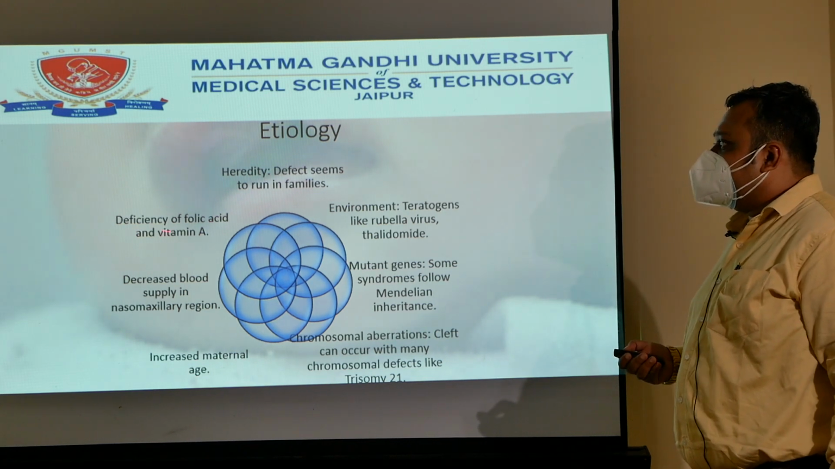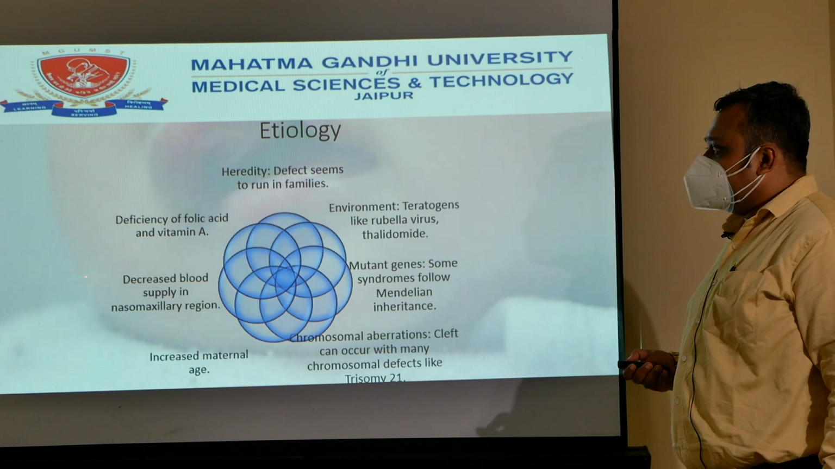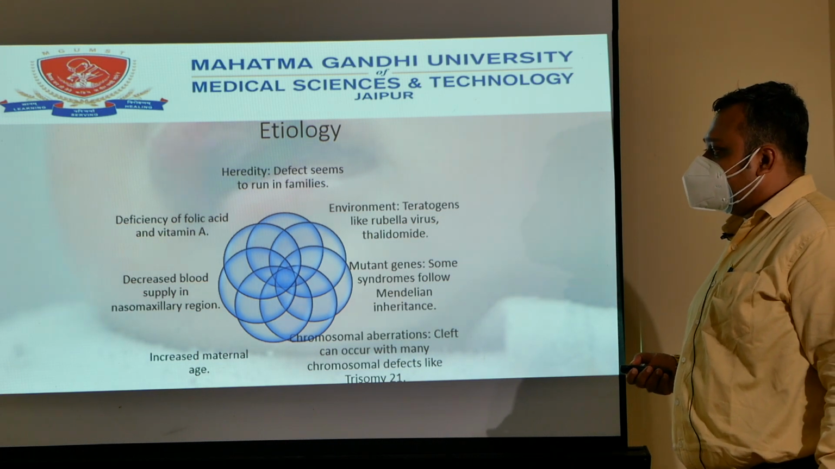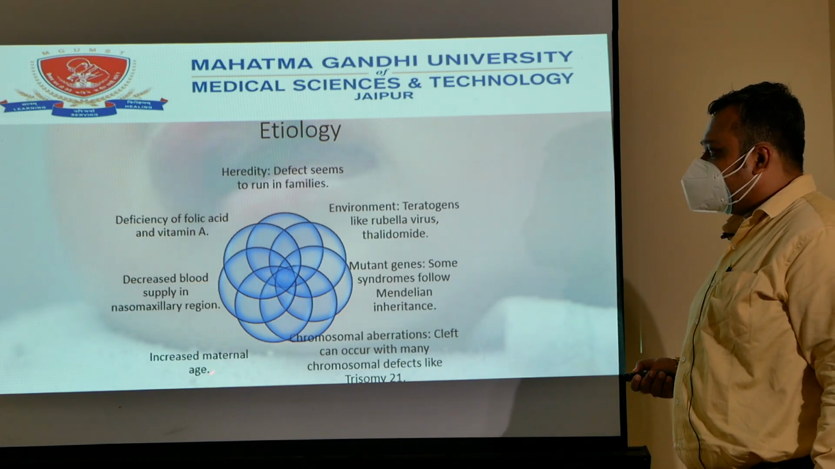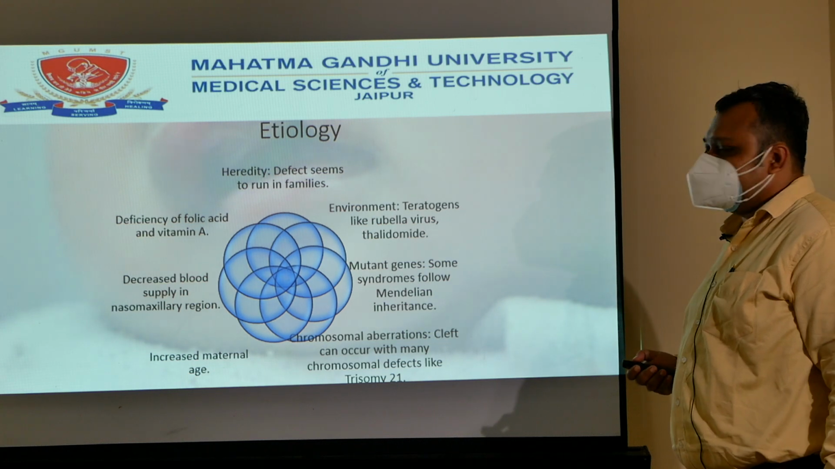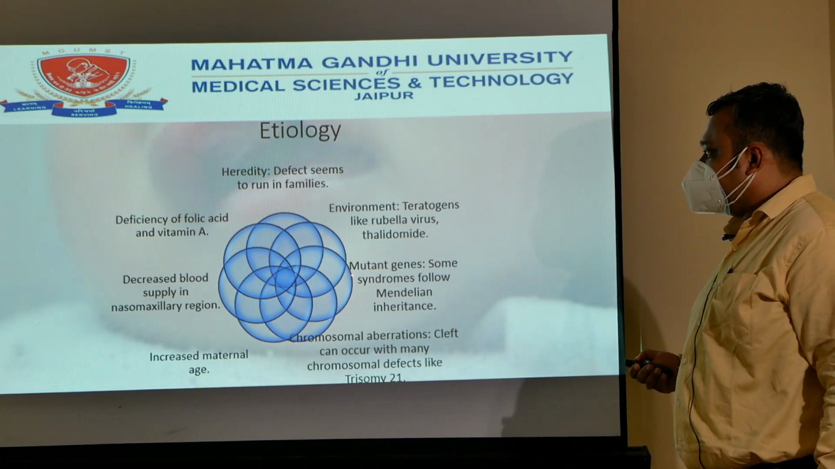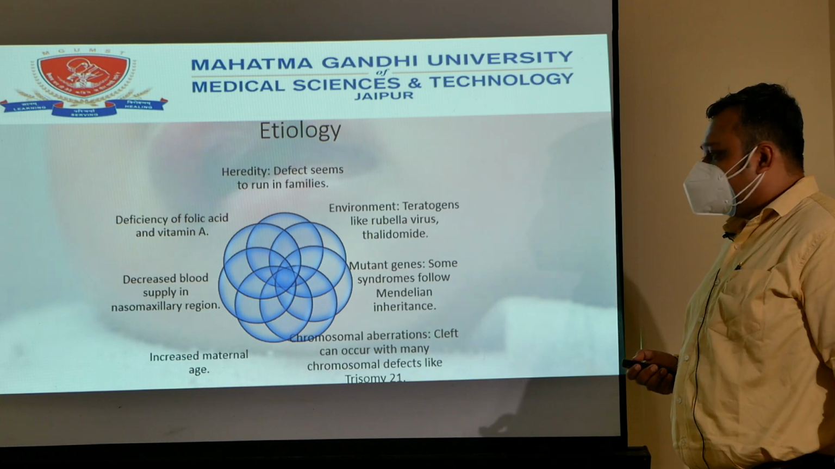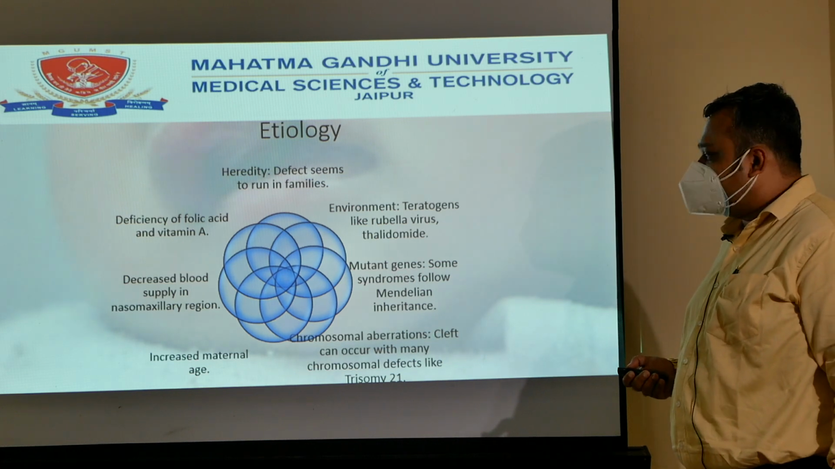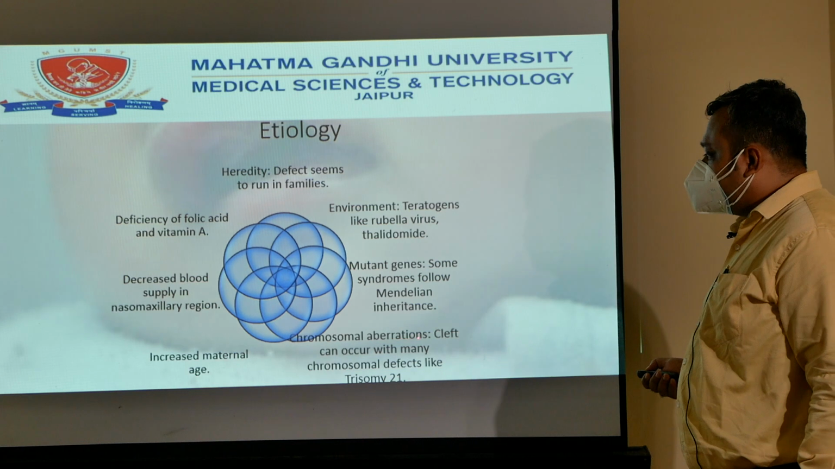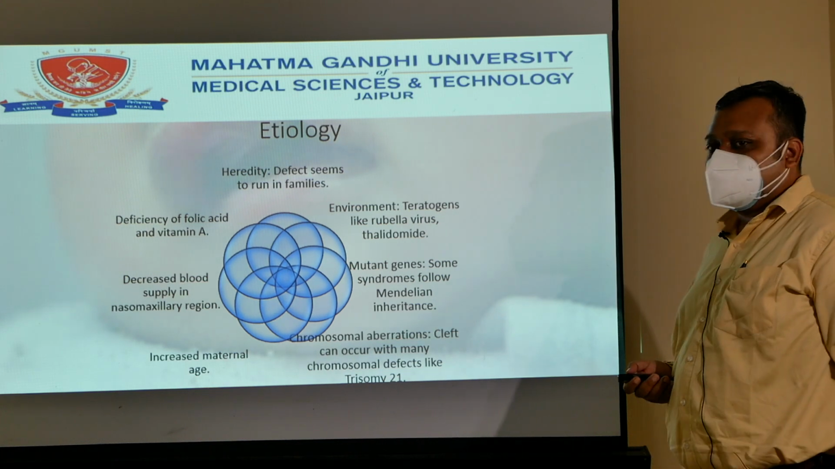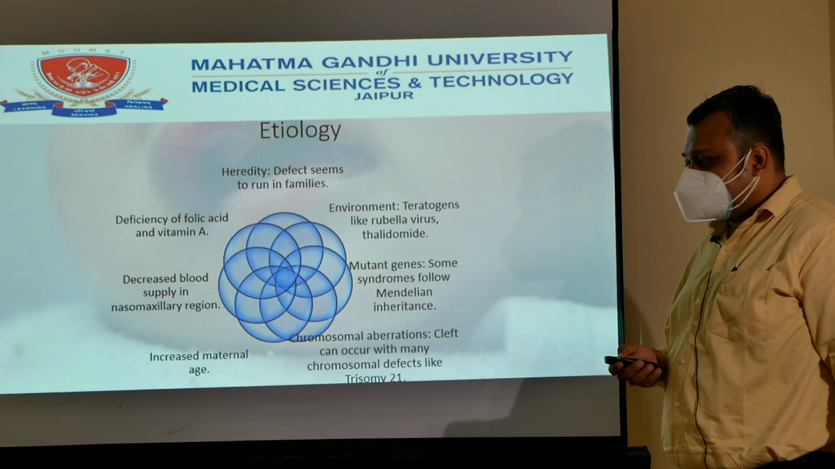in children. Deficiency of folic acid, vitamin A, or decreased blood supply of the nasomaxillary region, increased maternal age, environmental factors like teratogens such as rubella virus or thalidomide, mutant genes like some of the syndromes which are associated with cleft lip and palate, and finally chromosomal aberrations, as cleft can occur in chromosomal defects like trisomy 21.